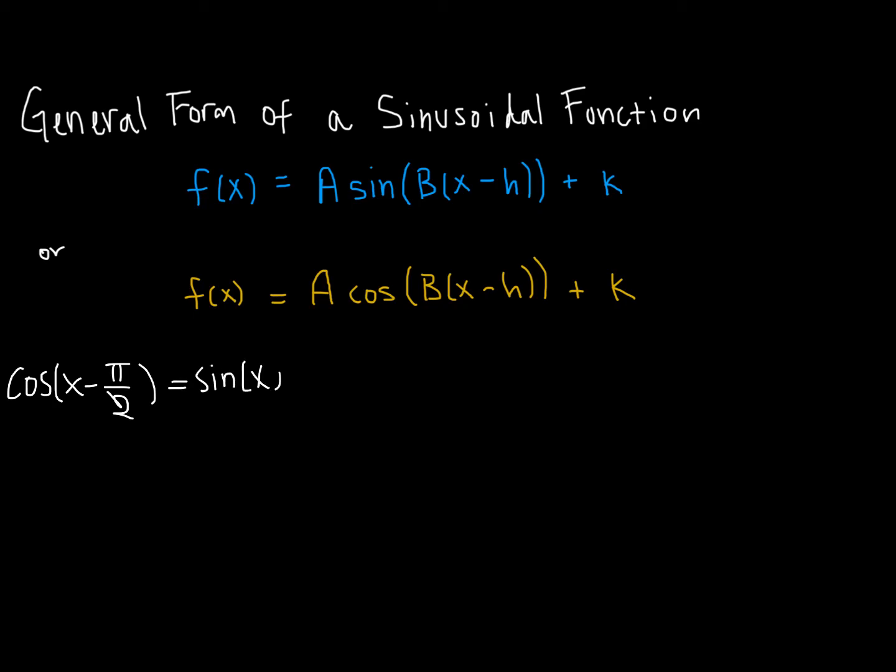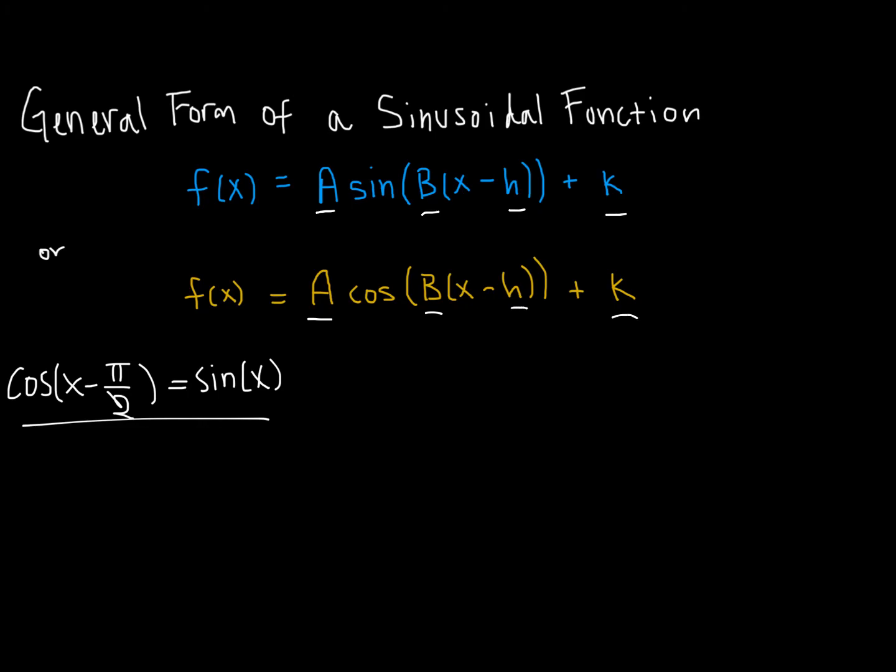That is something that we need to keep in mind. Since this is true, we could take any cosine function, and by subtracting pi over 2 from the x value, we will now have the same thing as a sine function. And so these are both sinusoidal functions because they can be written in terms of sine. Notice that we have these parameters here. Parameters are the constants that are going to be a part of our function that are going to transform them.